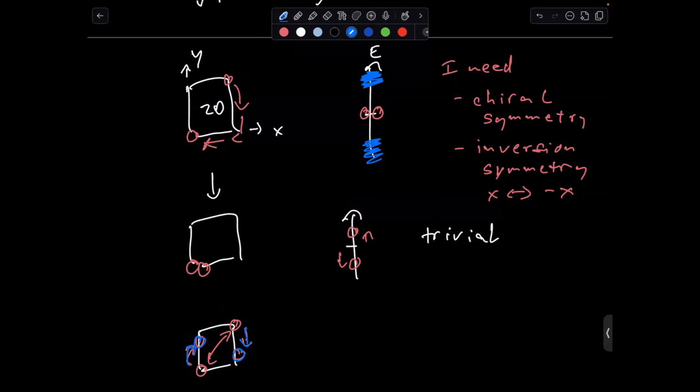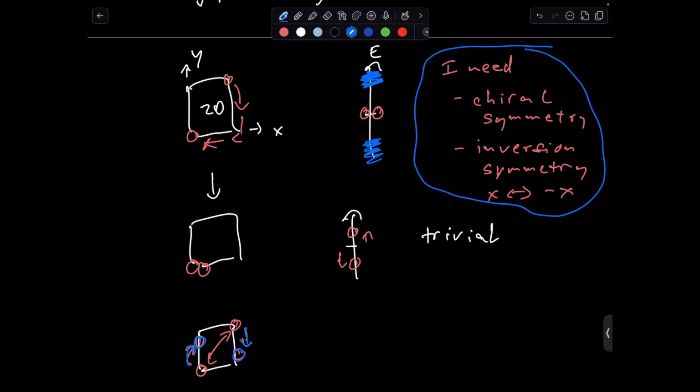And so this goes beyond the tenfold way because inversion symmetry is a spatial symmetry. It maps x to minus x. It's not a symmetry that acts locally, like particle-hole or chiral symmetry or time reversal. Okay, do you have questions on that argument?